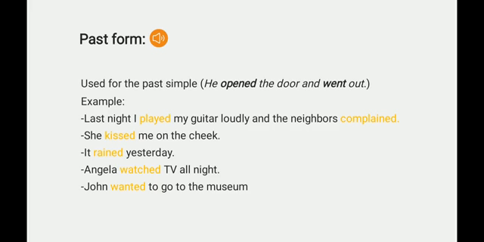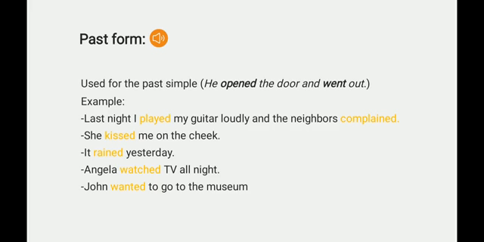So taking the first example, we have, last night I played my guitar loudly and the neighbors complained. So I played. Played is a very simple past and it is the past form, and complained also is added to it. She kissed me on the cheek. Kissed is another past form. Then we have, it rained yesterday. Rained is another past form.